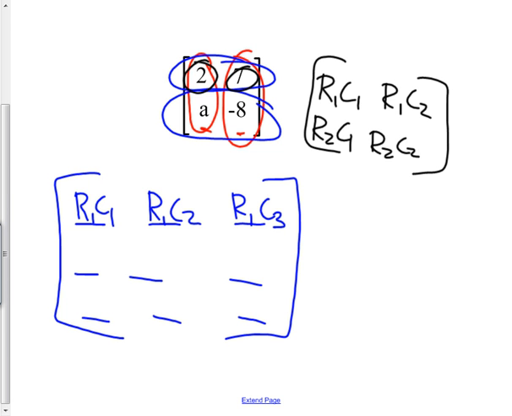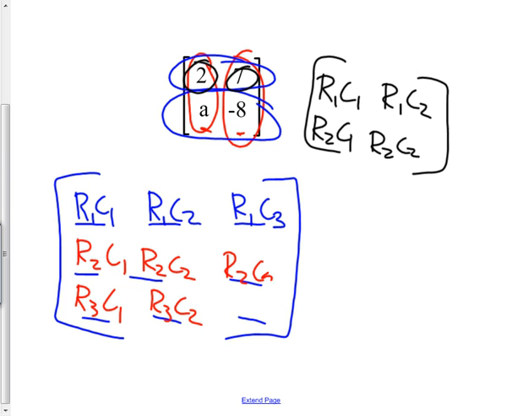Okay, so let's fill this in together. This is row 2, column 3. Row 2, column 2. Row 3, column 2. Row 3, column 3. So if you can do that, then you'll be set for tomorrow.